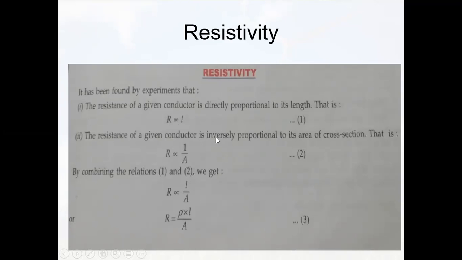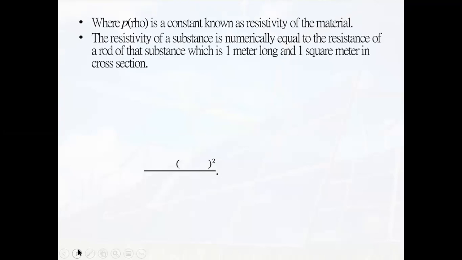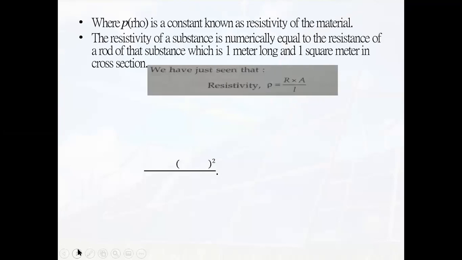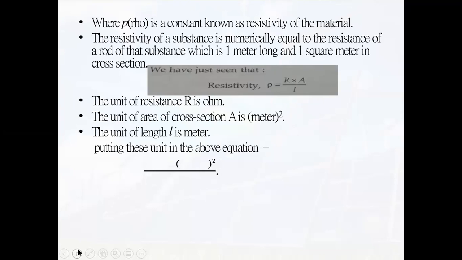Now, we have two equations. Equation first, R proportional to L. Equation second, R is inversely proportional to A. By combining both the equations, that is R proportional to L upon A, then R is equal to rho into L upon A, where rho is a constant known as resistivity of the material.